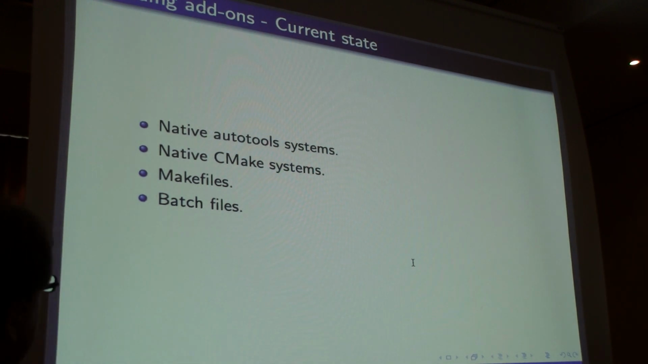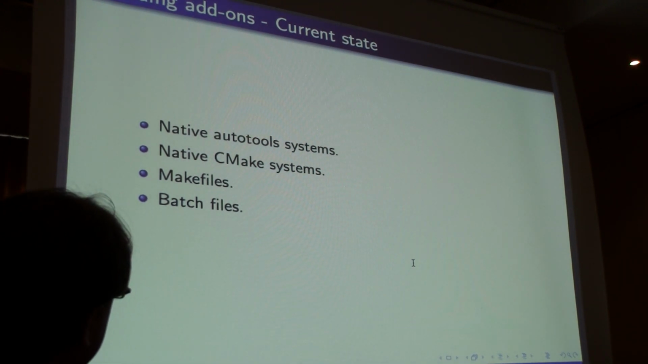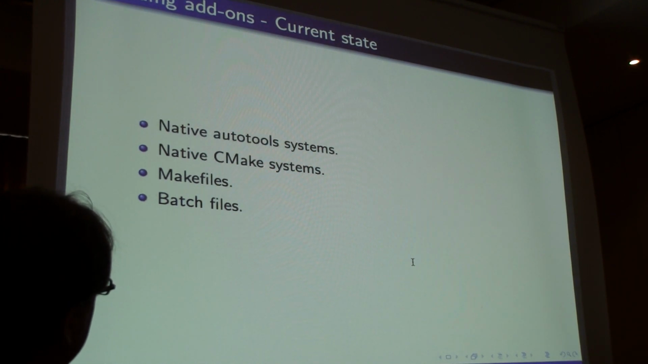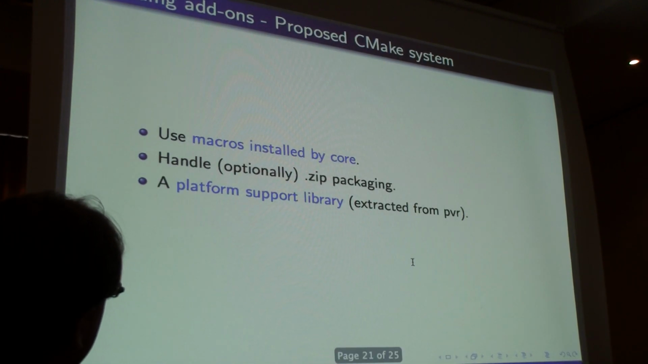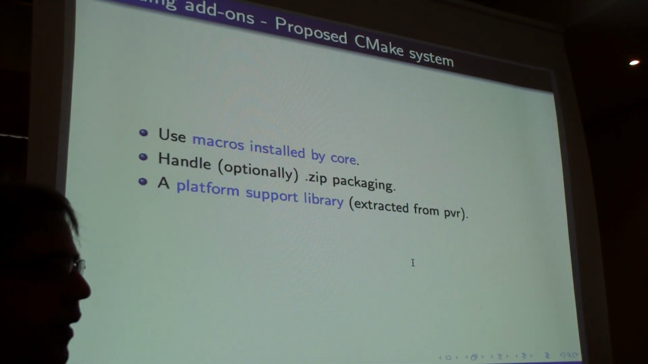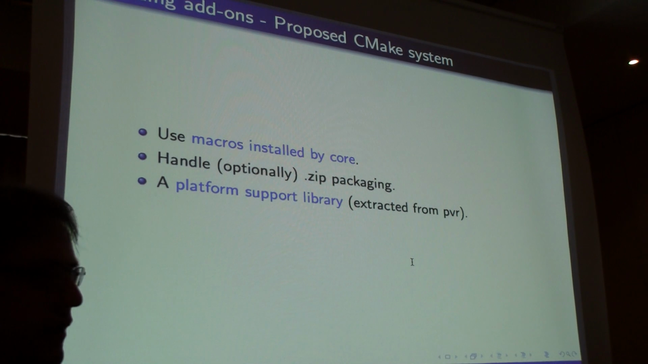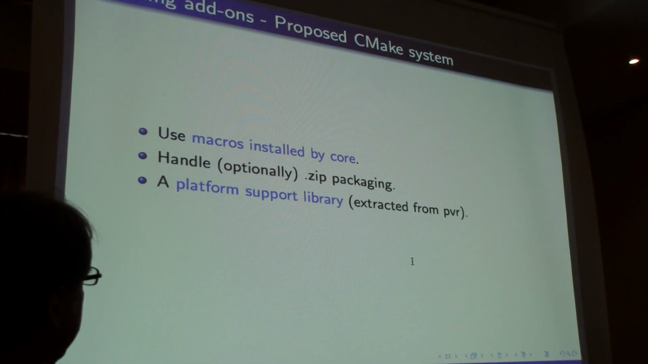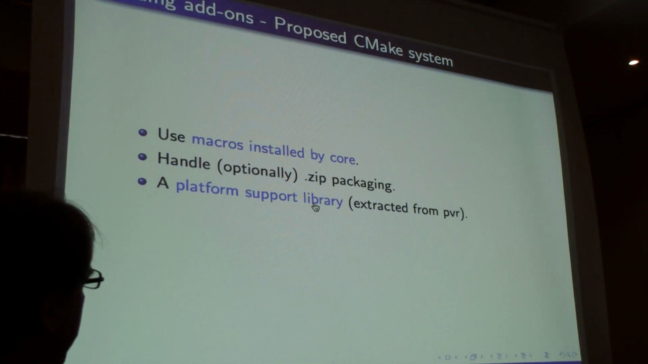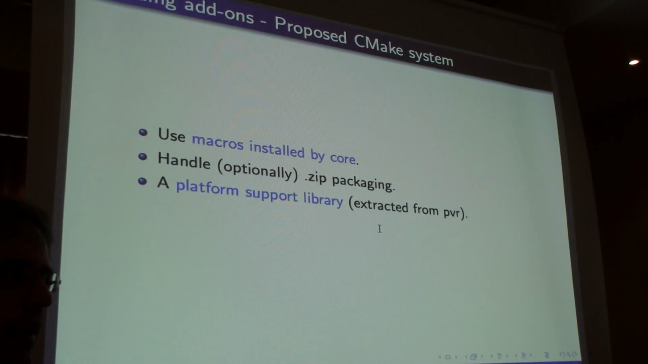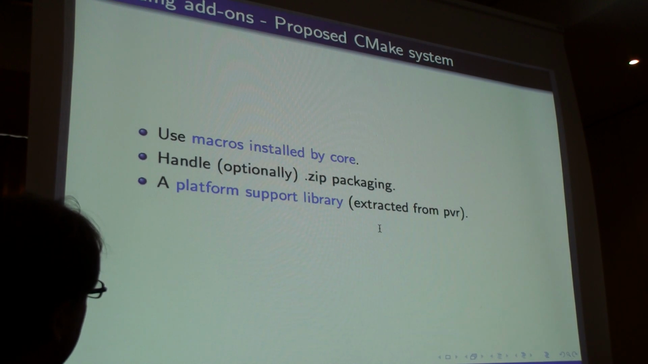So now for building add-ons, some of them are actually CMake, and a bunch of them are batch files and make files and other things. And the idea is that, again, we can use CMake for all of them. So they could still have an AutoTools build system, but we could generate it from CMake, or just essentially call the build system from CMake. And there's a platform support library which is extracted from the PVR stuff, so all the stuff that add-ons might need to include.